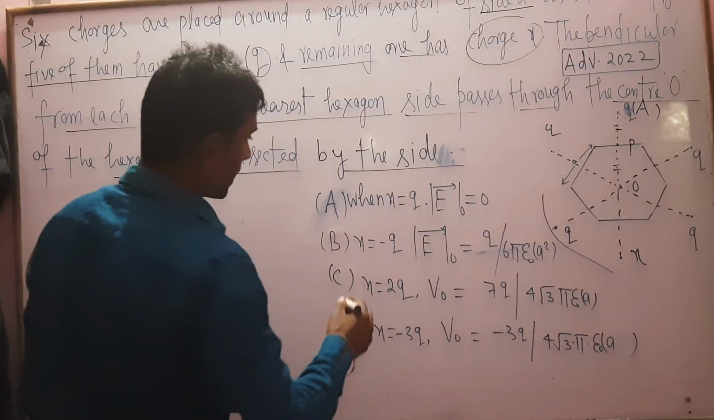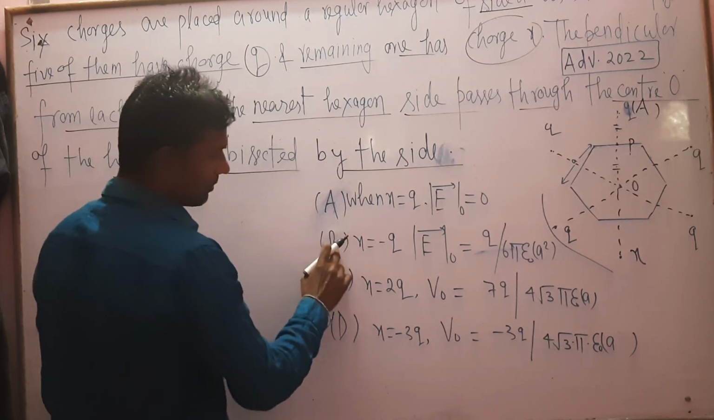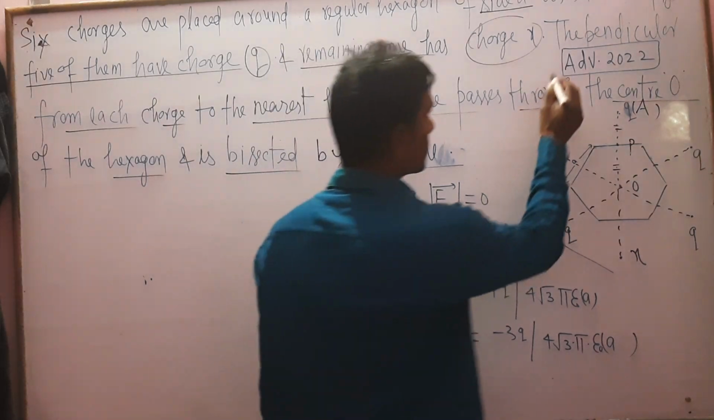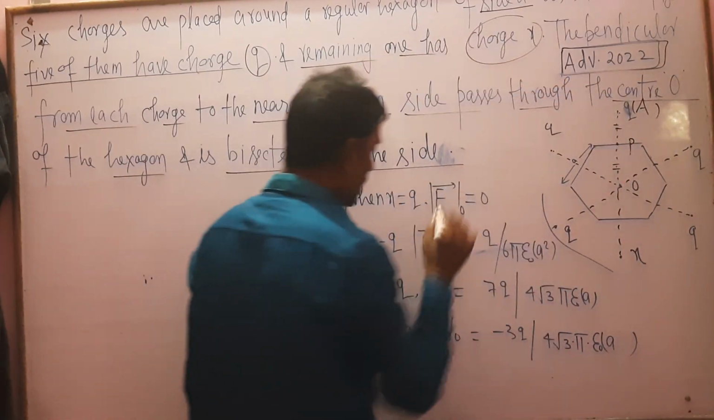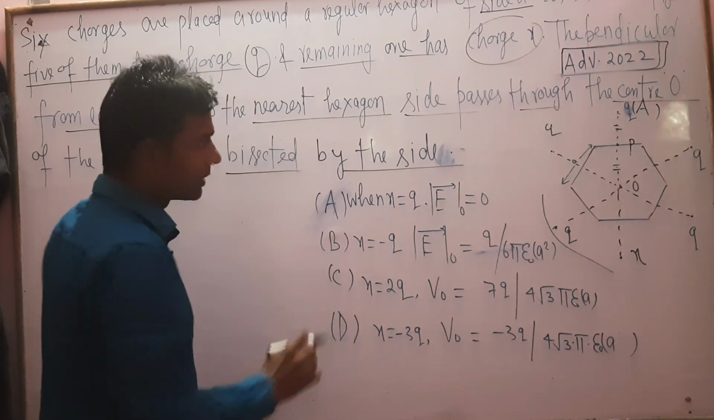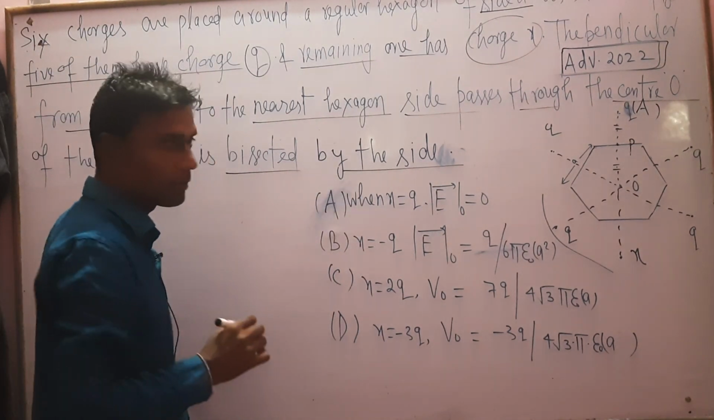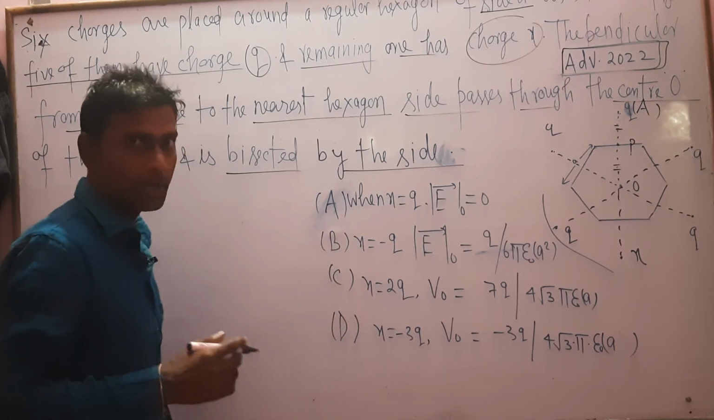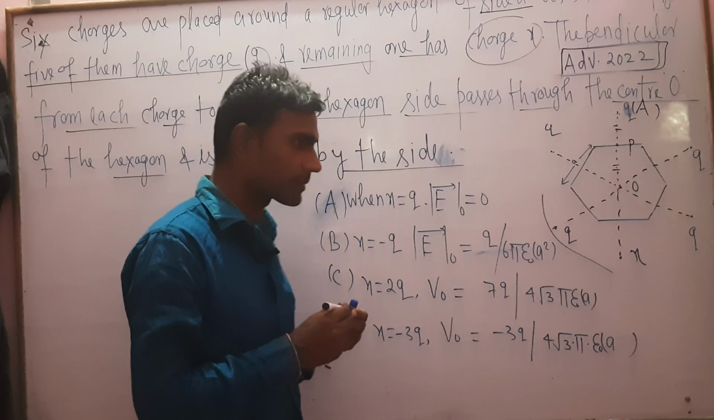The given options are A, B, C and D. This question is from JEE Advanced 2022. These questions have more than one correct option, A, B, C and D. Then check the options one by one. The first option is this.